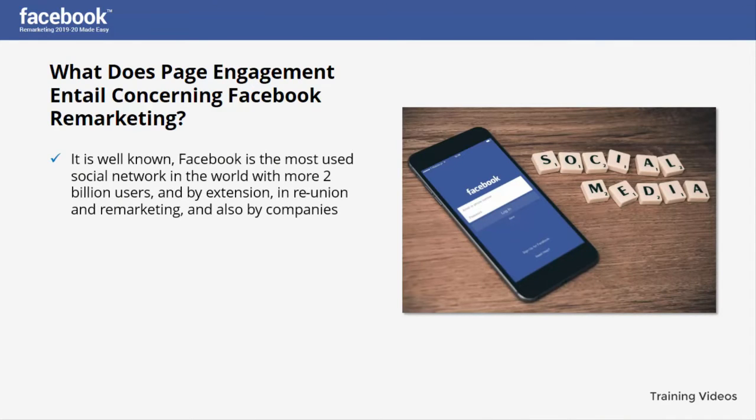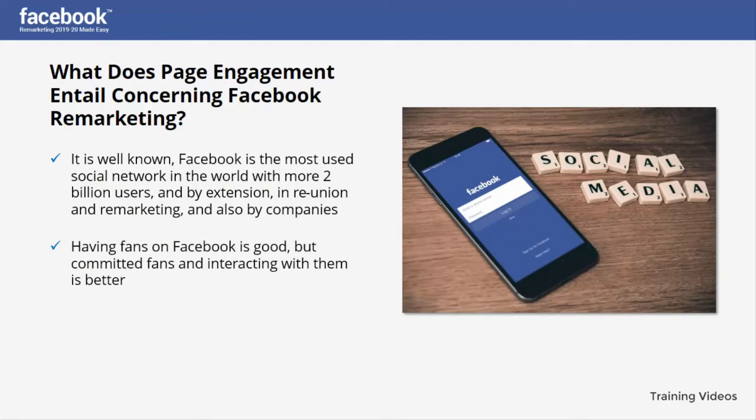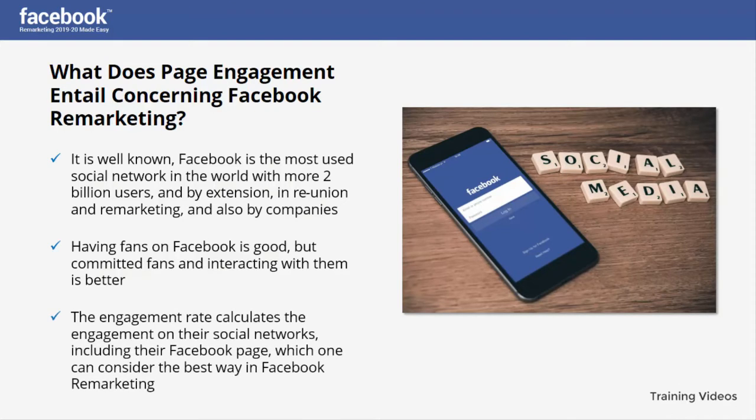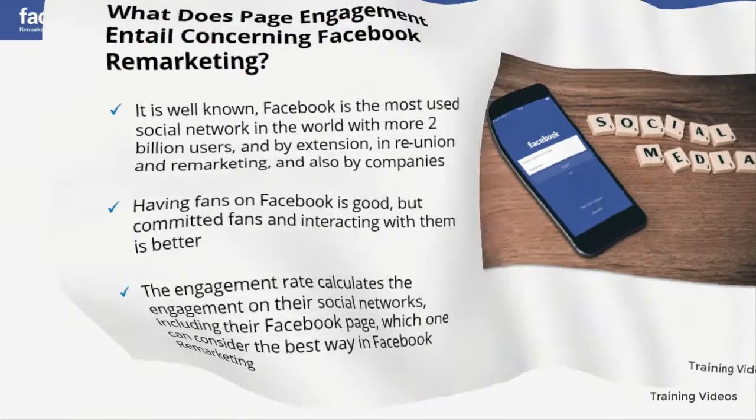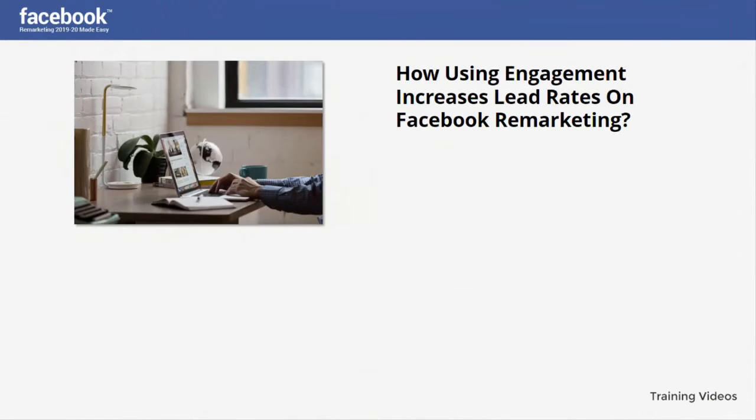It is well known Facebook is the most used social network in the world with more than 2 billion users, and by extension, in remarketing, and also by companies. Having fans on Facebook is good, but committed fans and interacting with them is better. The engagement rate calculates the engagement on their social networks, including their Facebook page, which one can consider the best way in Facebook remarketing. How using engagement increases lead rates on Facebook remarketing.